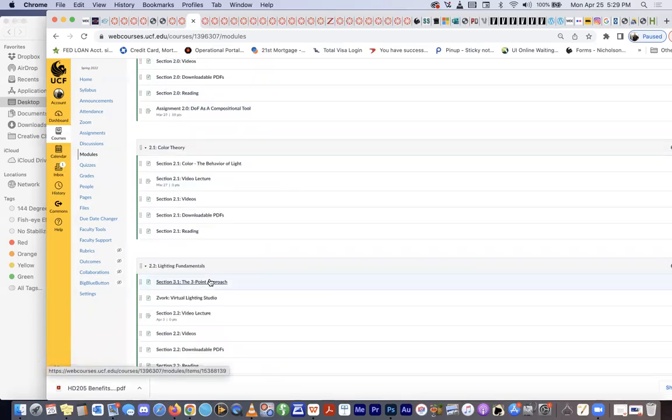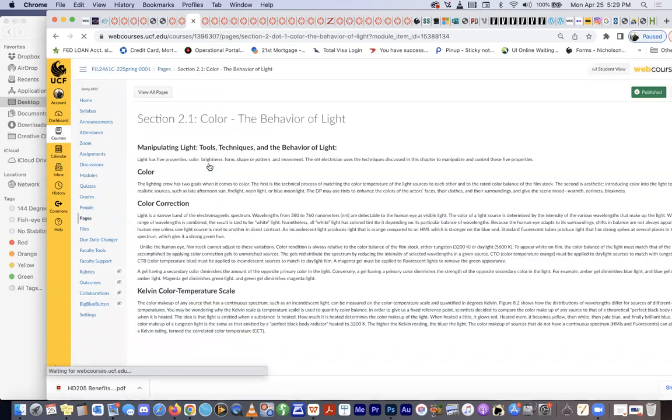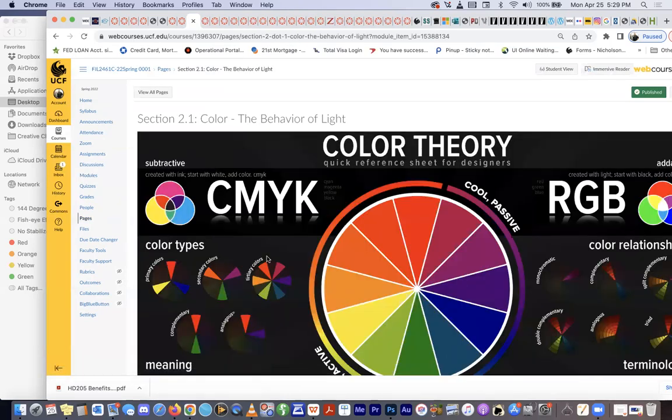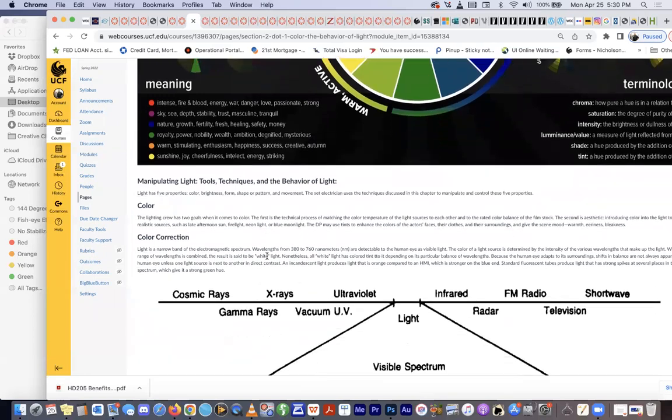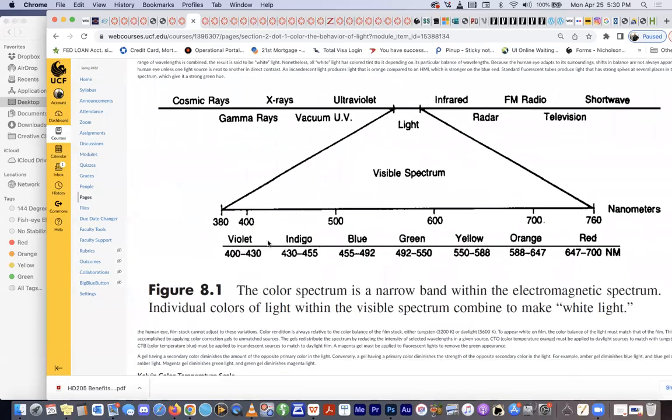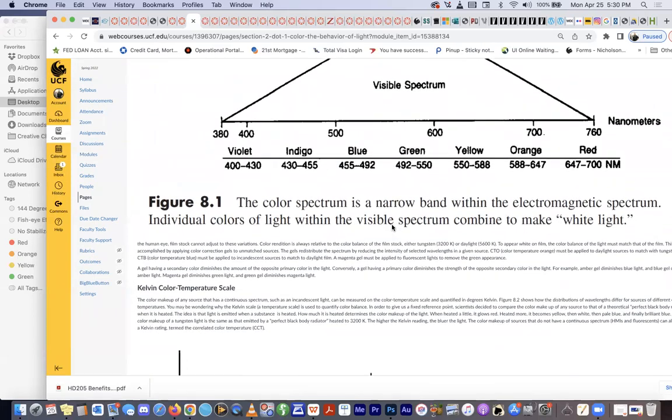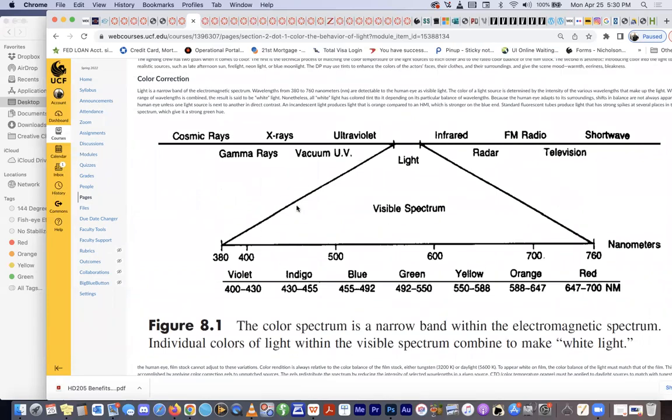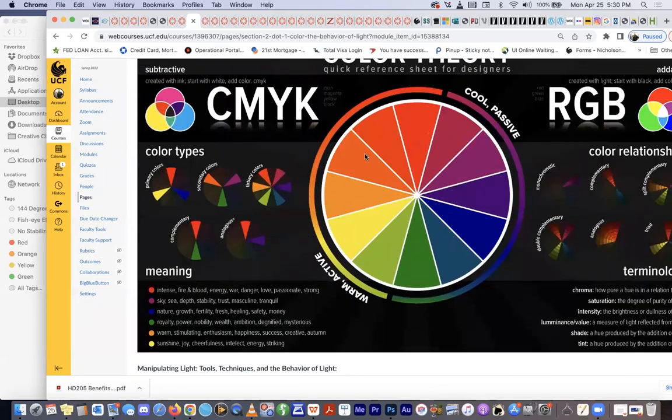Okay. Section 2.1 was color theory. The behavior of light, the color of the light, the contrast of the light. We talk about the visible spectrum. We talk about light and color in terms of frequency and wavelength. It's pretty cut and dry.